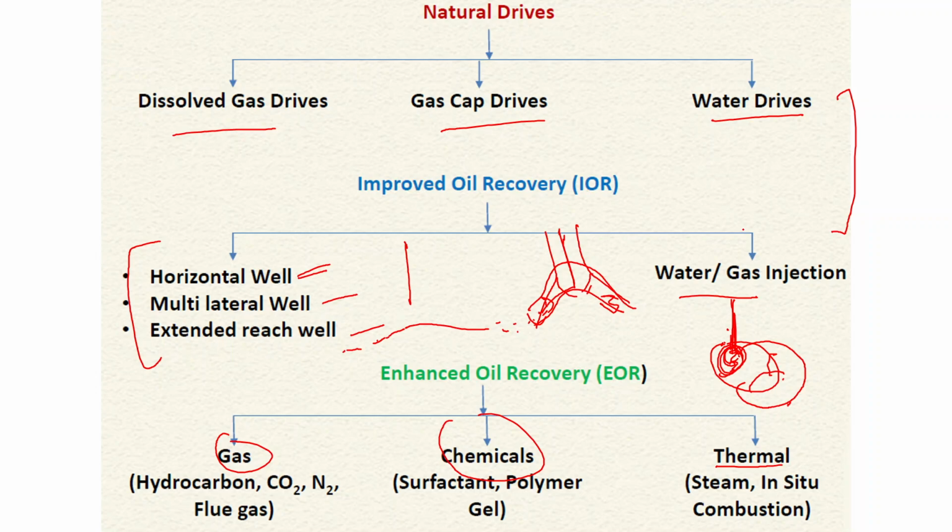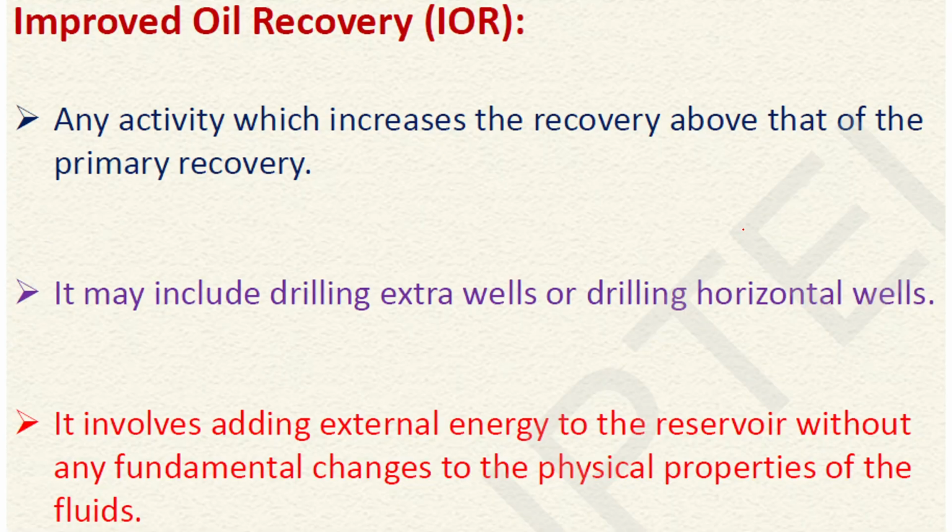And water or gas injection is where we inject water from one well. Suppose this is our reservoir and this is our well, which we have dug. We will dig one more well in parallel to our primary well. We will also dig a secondary well in parallel to it. We will pass water from this well and oil will come out from this well by the pressure of the water which we are injecting here.